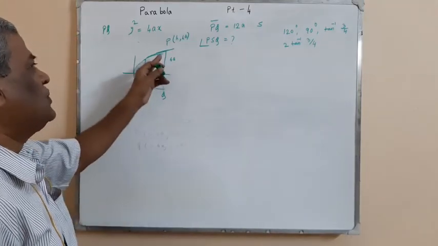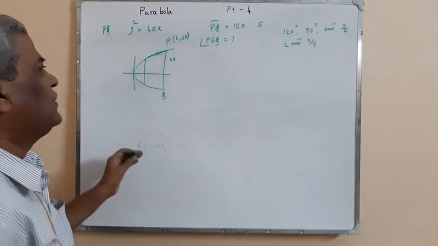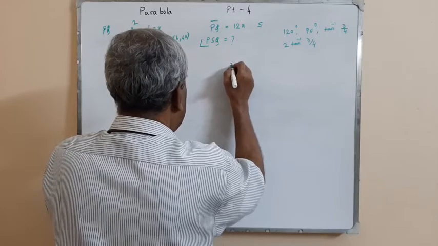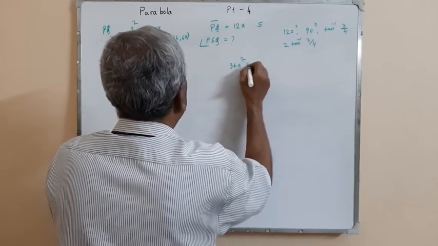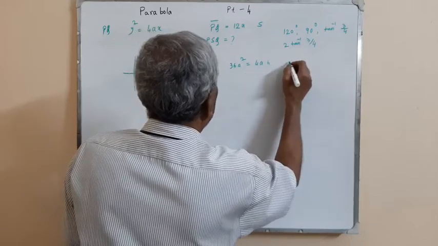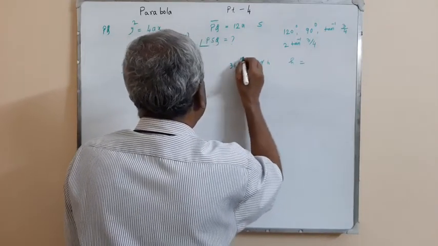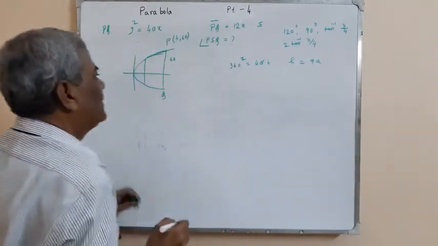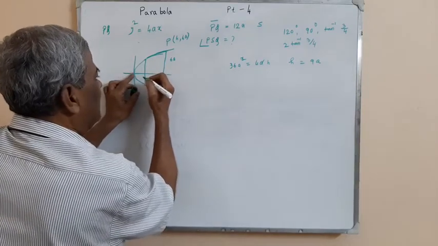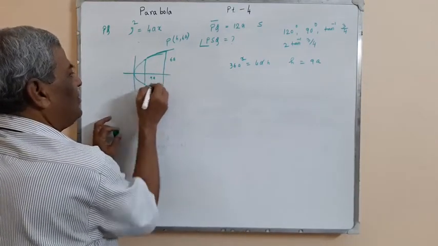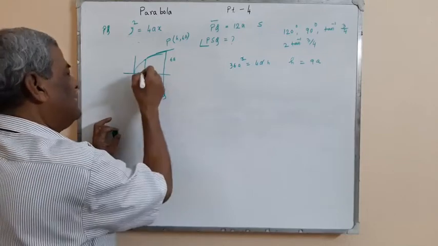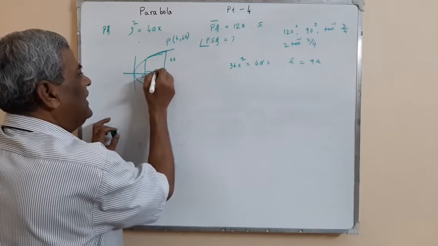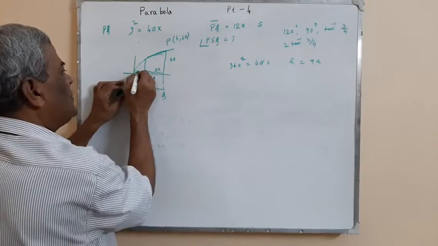h can be obtained because this point lies on the parabola. So we must have y square, that is 6a whole square, is equal to 4a into h. So h is equal to 9a, a cancels. So that length is 9a. This is the focus. That length is a. So this length is 8a.